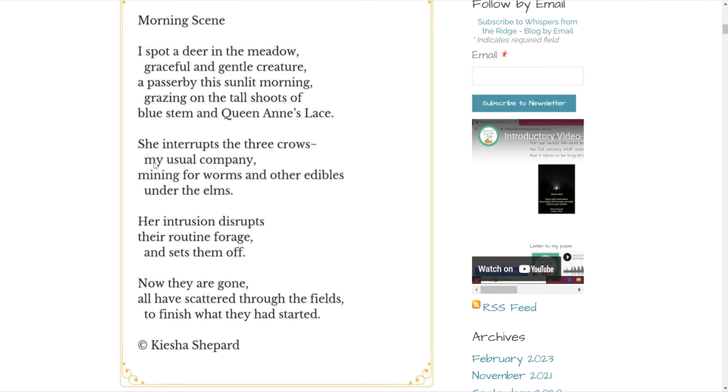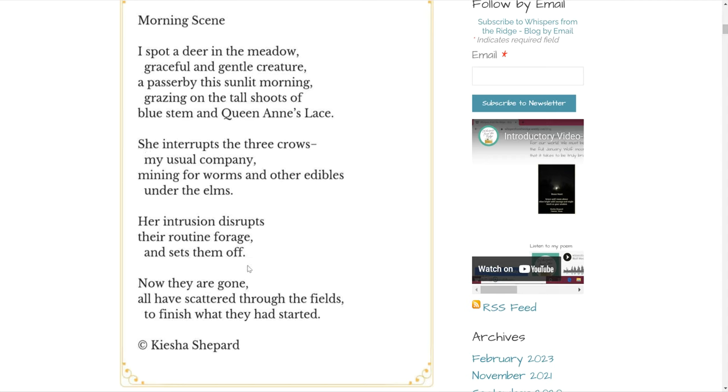And then added some clarity. "She interrupts the three crows, my usual company." See? So this person includes themselves and someone else here. Okay? So here's the person talking, and here's someone else. And then she gets back to talking about the other person.